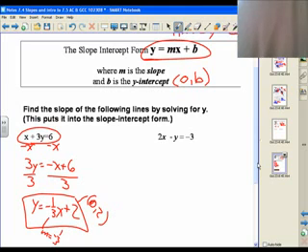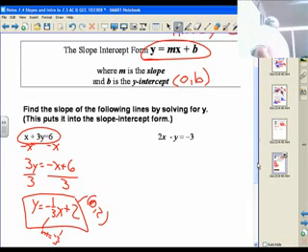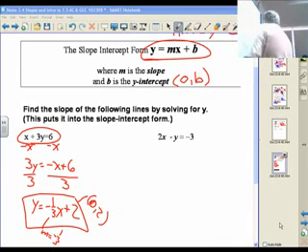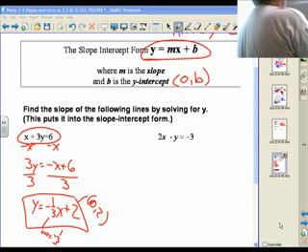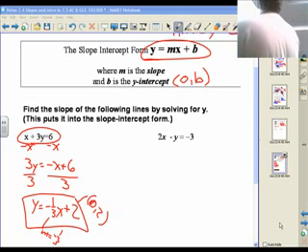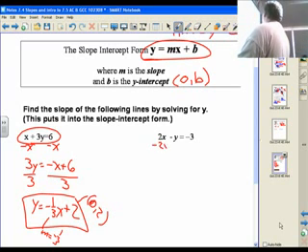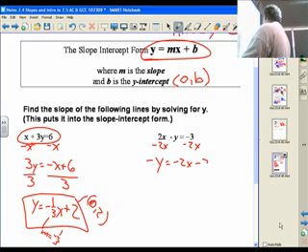Negative 1/3. So you want to get the y alone, right? Over here, you want to get the y alone. Quickly, we're running out of time. So the first thing you want to do is move the x to the other side because I want y alone. So how do I move the x to the other side? I'm going to do what? Subtract 2x from both sides, so I get negative y equals negative 2x minus 3.